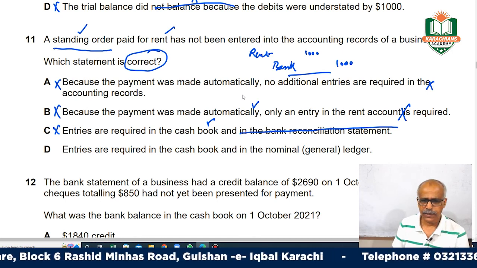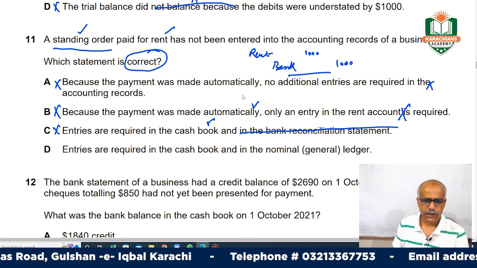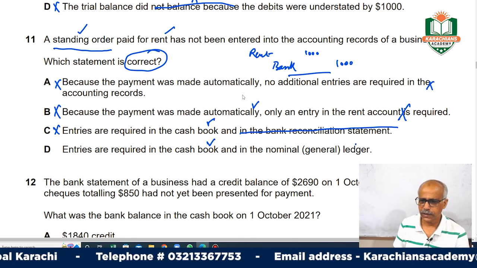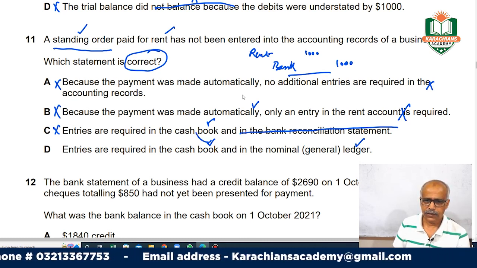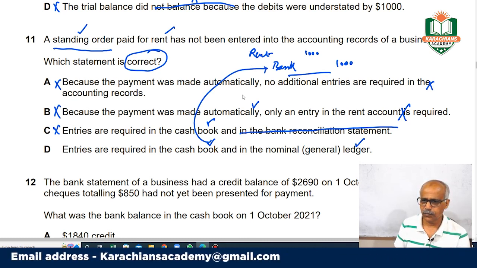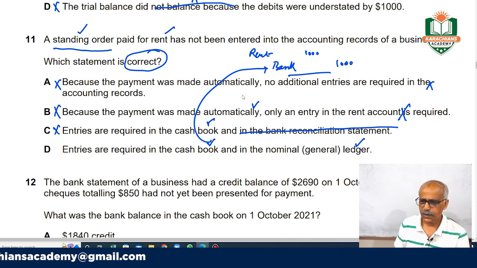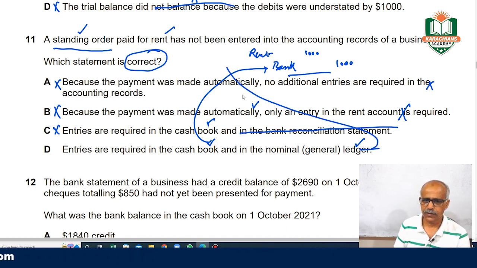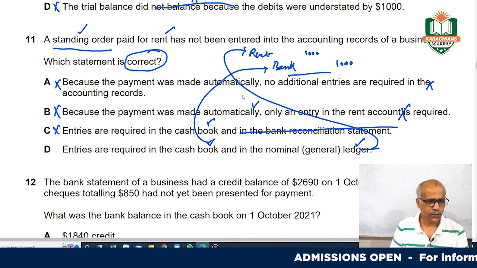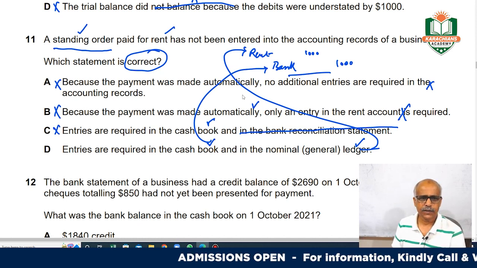D: entries are required in the cash book and in the nominal ledger. So it is recorded in the cash book and in the nominal ledger, and this is the correct one. Okay guys, so we have done question 11.